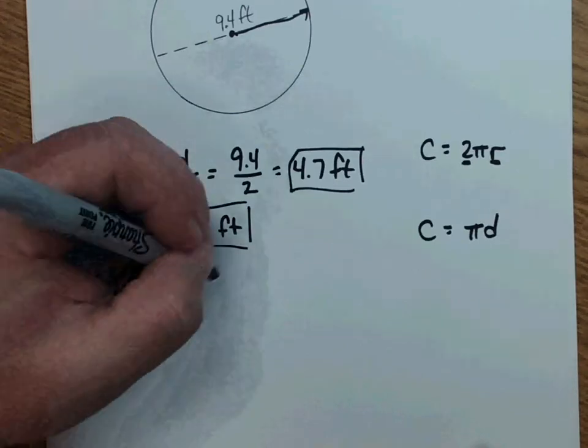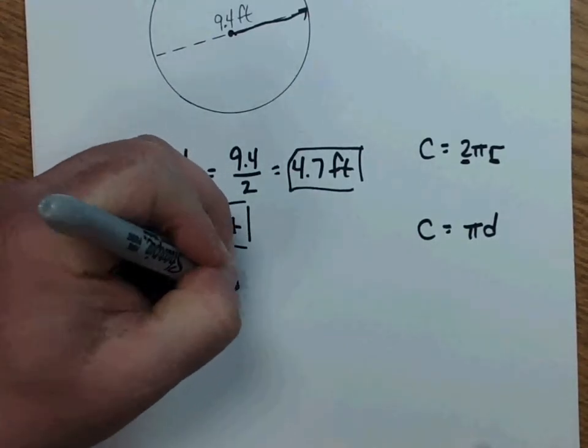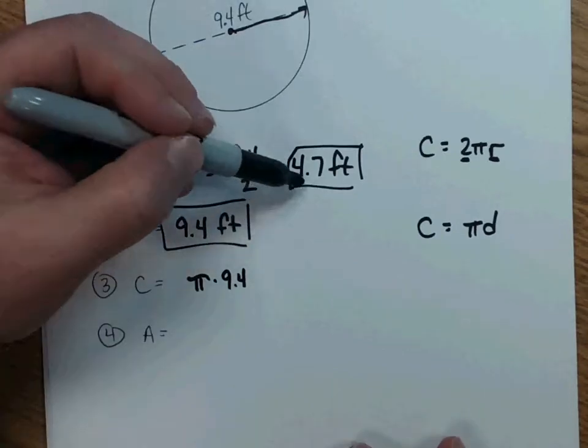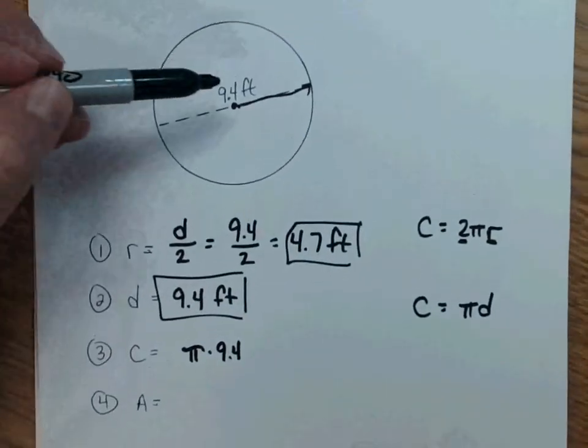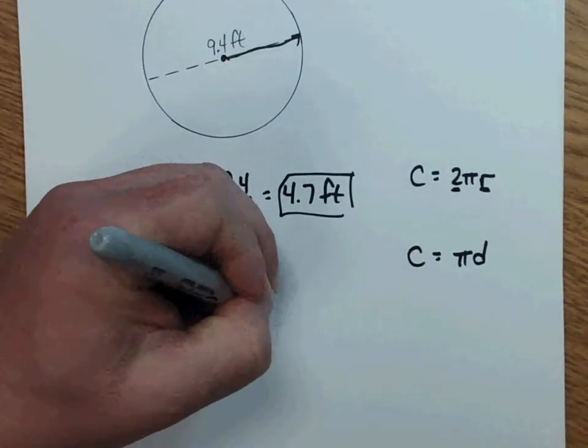So I'm going to go pi times the diameter. And the reason why I'm using the diameter is only because the diameter was given to me. There is a very, very small chance that this is wrong. This is guaranteed to be right because it's given to me in the question. But it's not that big of a deal.